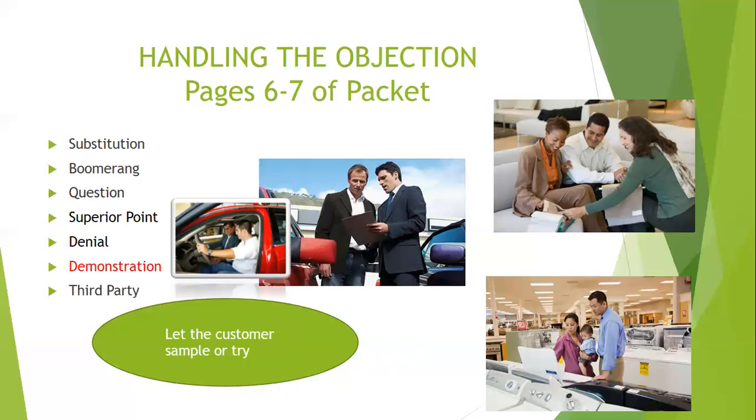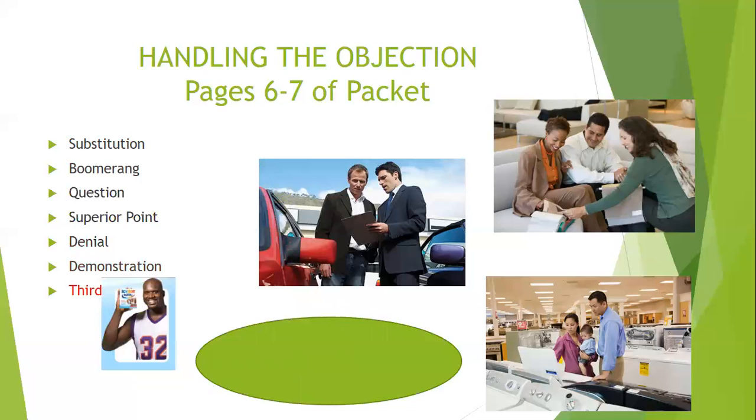Another one that's really effective is demonstration. And I talked about this yesterday with the vacuum cleaner, and how just showing the customer or letting them try it will sometimes handle the objection. This is also a very effective way to handle the objection. The last one is third party. And what this means is you use credible witnesses to promote the product and to use their testimonials as proof that the product does work.